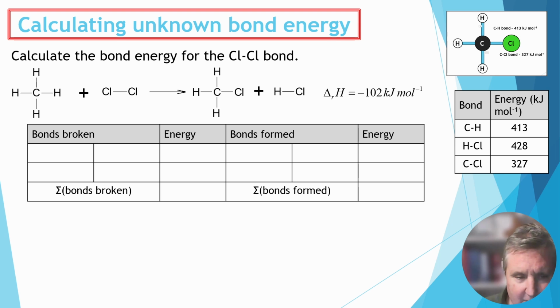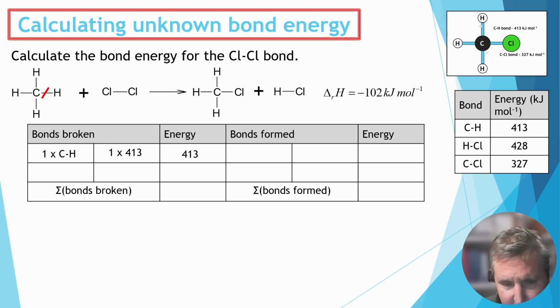So the first thing we're going to do again is identify the bonds that have been broken. And remember, if we scan from the left-hand side to the right-hand side, we can see that in this methane molecule, there is actually only the carbon to hydrogen bond that has been broken, because all of the other 3 remain in place. So we're going to write that down. 1 carbon to hydrogen bond. Here we see it's worth 413 kilojoules per mole. So we're going to write down 413. And we get the total energy here of 413 kilojoules.